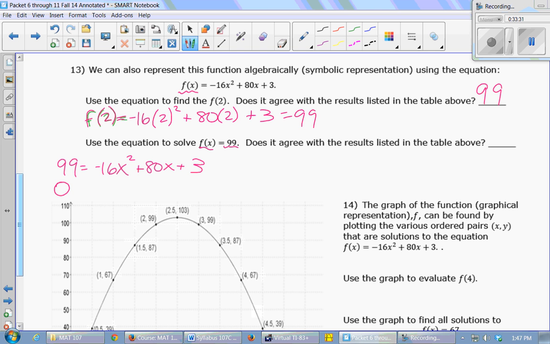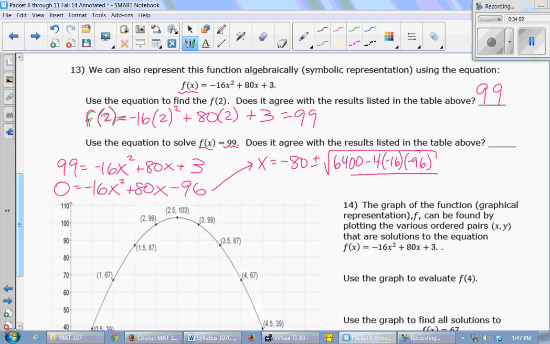Subtract 99, we gotta have 0 on one side. Minus 96. And then quadratic formula, I could try to factor. I think it does factor, but I'm not going to bother. Let's use the quadratic formula. So x equals negative 80 plus or minus the square root of 80 squared, which is 6,400, minus 4 times negative 16 times negative 96, all over 2 times negative 16.